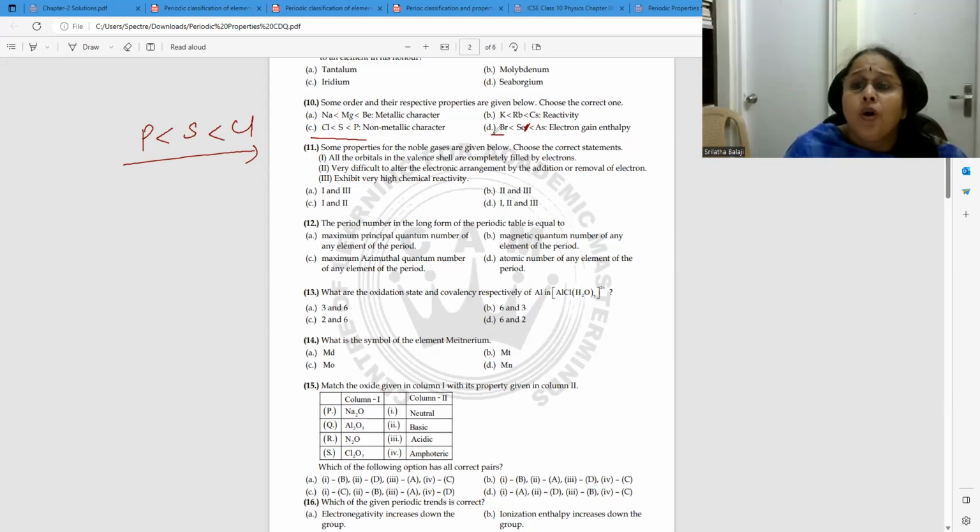Electron gain enthalpy. Bromine less than selenium less than arsenic. Again, I told you, bromine, selenium, arsenic. So what is actually the arrangement of elements? Same way. Arsenic, selenium, bromine. It's just below this, if you see. Phosphorus, sulfur, chlorine. Just below that is arsenic, selenium, bromine. So what happens to electron gain enthalpy? When we mean the electron gain enthalpy, the negative electron gain enthalpy will increase. So arsenic should be less than bromine, selenium less than bromine.